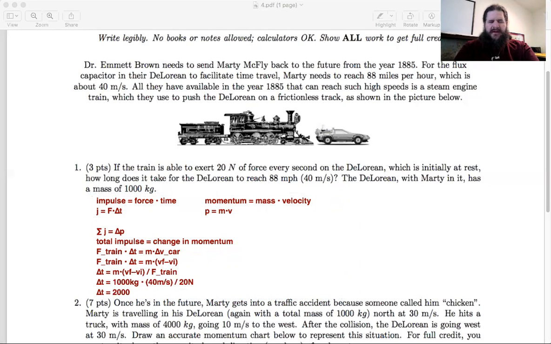And what would the units be there? Seconds. Yeah, because newtons is kilogram meters per second squared. So in the numerator, we've got kilogram meters per second. So everything cancels out except for seconds. So it'll take 2,000 seconds for it to reach the speed that's desired. Any questions on that so far?